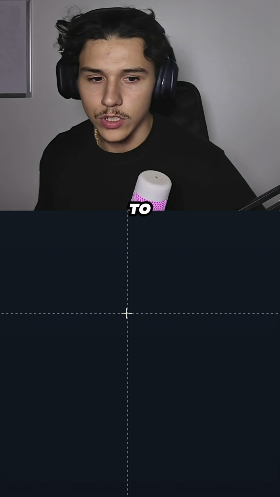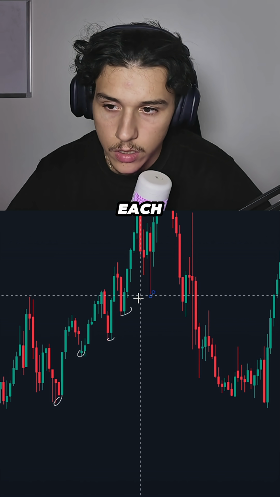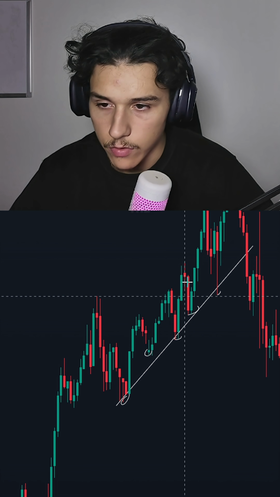To make the trend easier to see, people like to draw a trend line. The way you draw a trend line is by drawing a line on the wicks of each higher low. That's how you draw a trend line. And for the bearish scenario, it's the same thing. That is what a trend is and how to simply spot one.